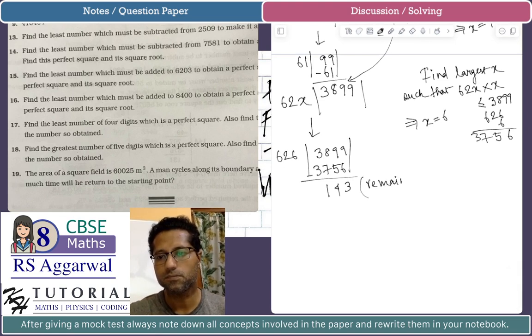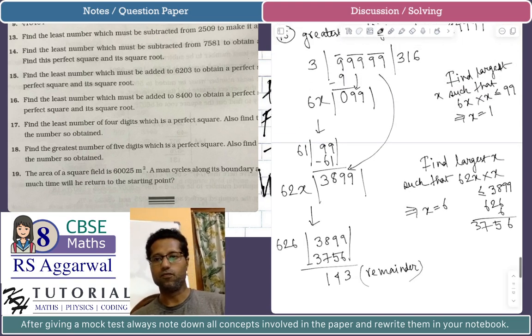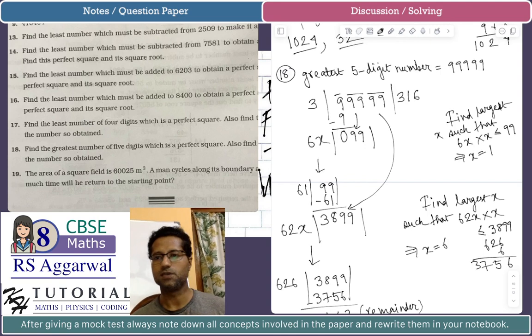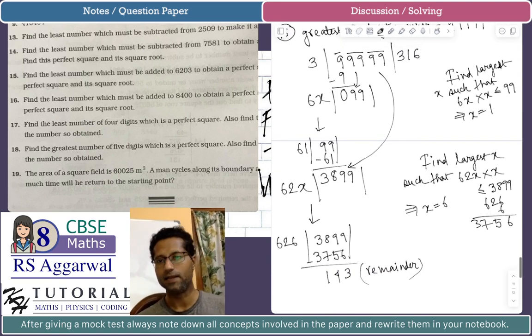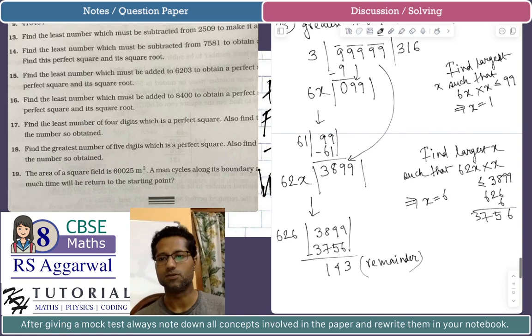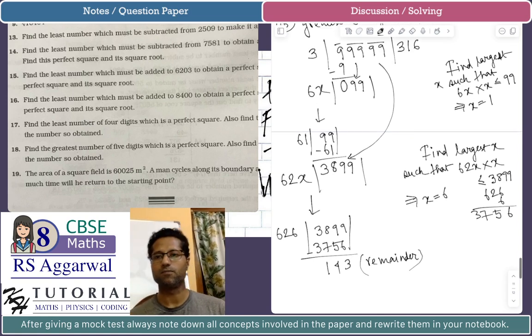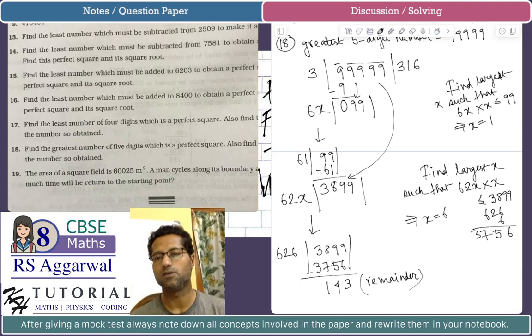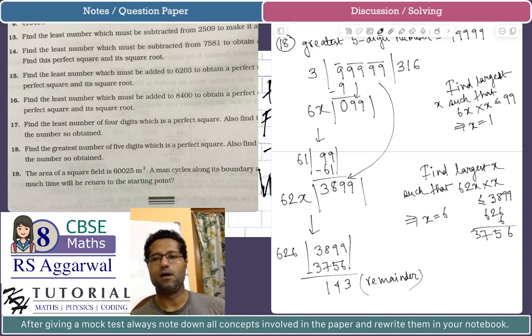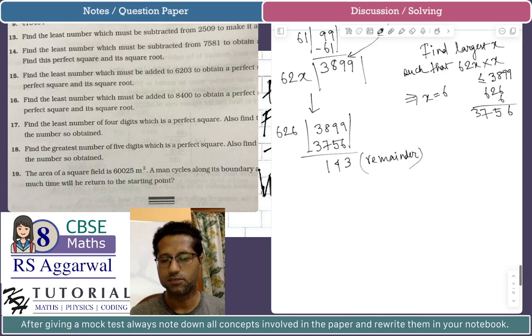Now it is asking to find the greatest 5 digit number which is a square. Now we started with the greatest 5 digit number. Definitely we cannot add anything to the greatest 5 digit number, because if we add anything then it will become a 6 digit number. So obviously we have to subtract some number from the greatest 5 digit number, that is 99999, so that it becomes a perfect square. So now the question becomes, what least number must be subtracted from the 5 nines to give a perfect square, and the answer is obviously 143.